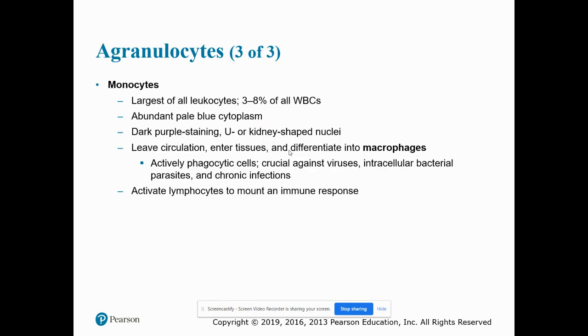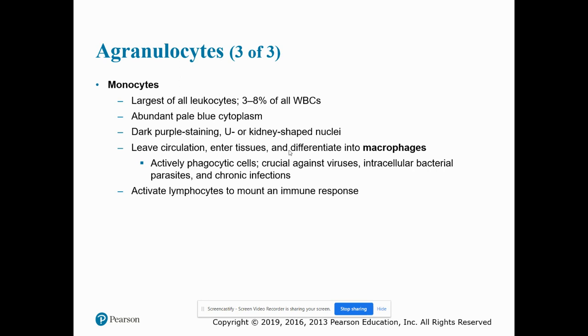And then finally, we have the monocytes. These are the largest of all white blood cells. They have a U or kidney-shaped nuclei. They do leave circulation into tissues, and when they do that, they differentiate into macrophages. And macrophages are actively phagocytic cells, and so are monocytes once they convert to a macrophage. They are crucial against viruses, intracellular bacterial parasites, and chronic infections. In addition, they also activate lymphocytes to mount an immune response.